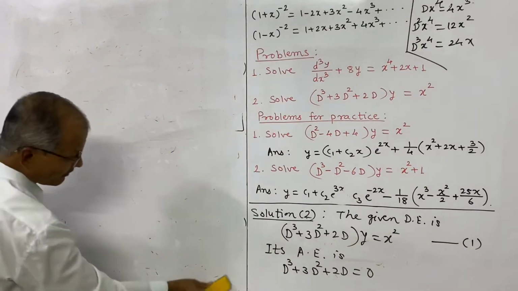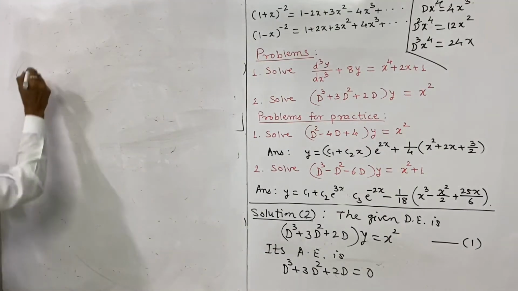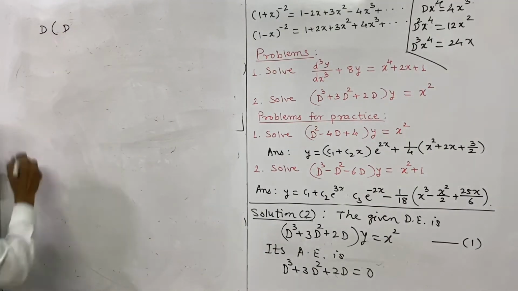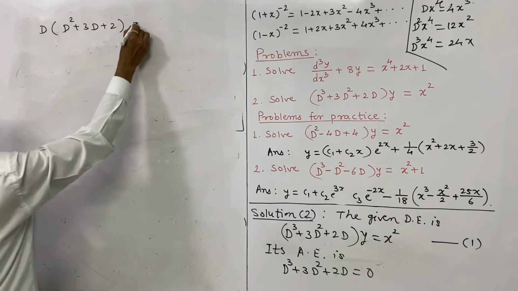So this can be factored. Take d common. So if you take d common, then that will be d square plus 3d plus 2 is equal to 0.